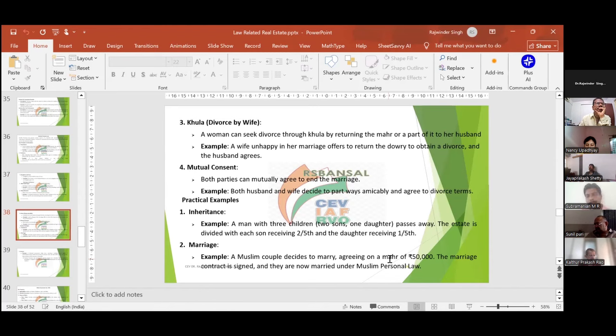For example, inheritance. We will take some example. A man with 3 children, 2 sons and 1 daughter, passes away. The estate is divided with each son getting 2/5 and the daughter getting 1/5.